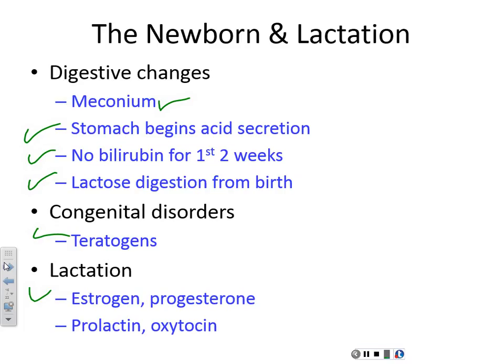Estrogen increases the growth of the mammary gland, and progesterone will cause the glands that actually produce milk to grow. I want you to know the function of these. Prolactin causes milk production, milk synthesis, and oxytocin causes milk letdown, because oxytocin causes the contraction of the myoepithelial cells lining the glands. So you've got to know the two differences. Prolactin is released by the anterior pituitary. Oxytocin is released by the posterior pituitary. There you go. So that's it.